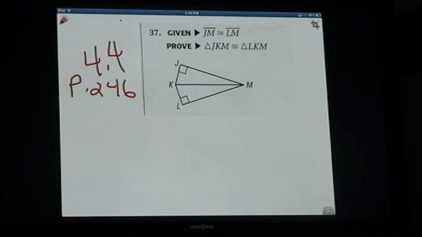Okay, 4.4, page 247. It says it's given that JM is congruent to LM. It says to prove JKM is congruent to LKM. Well, another given thing that they didn't write up here, but you can use as given, is that these are right triangles, or right angles there.